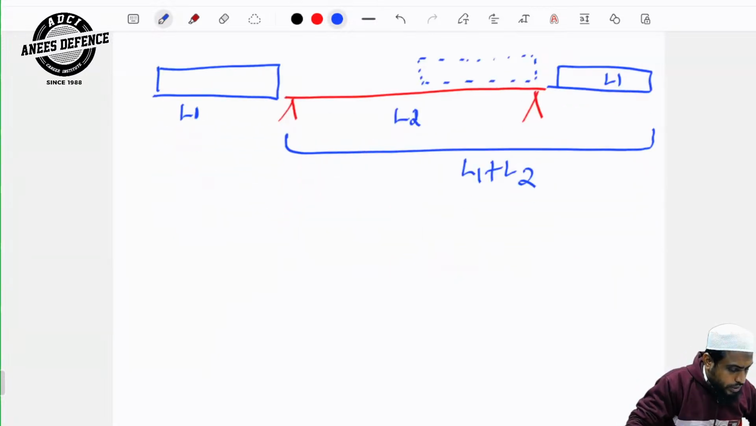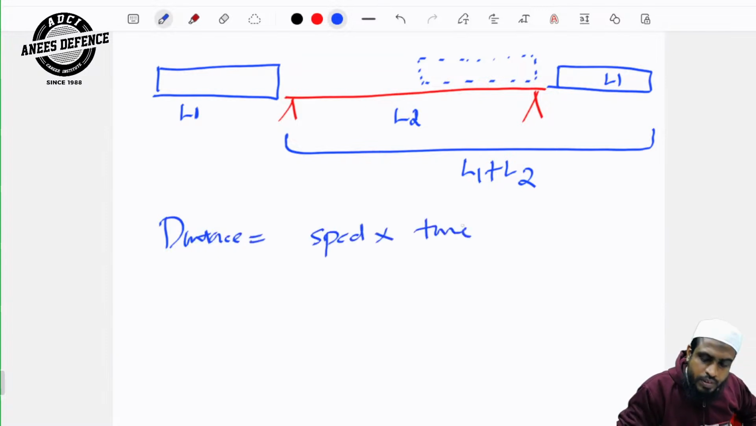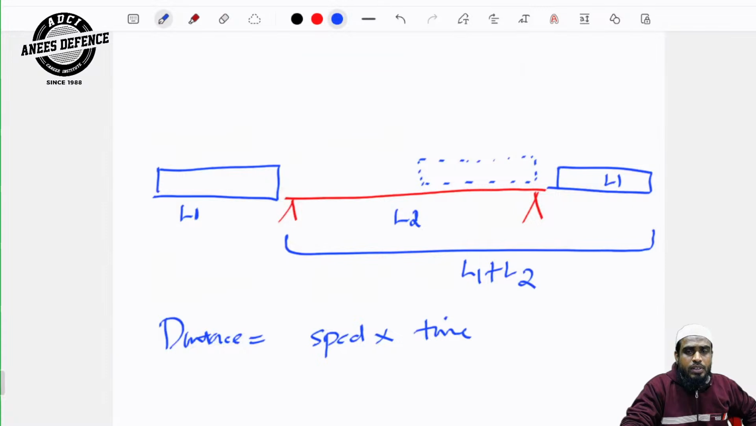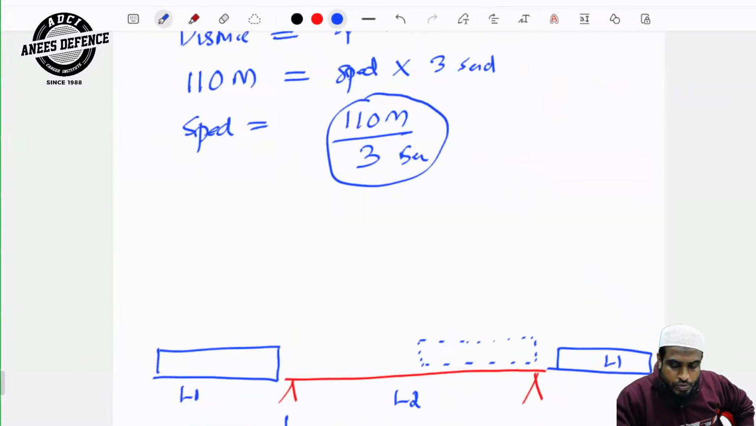That point is very important. So this L1 plus L2 is covered in a time of 15 seconds. So you can see distance is equal to speed into time. Speed we are not changing. Our speed is actually 110 by 3 meter per second.